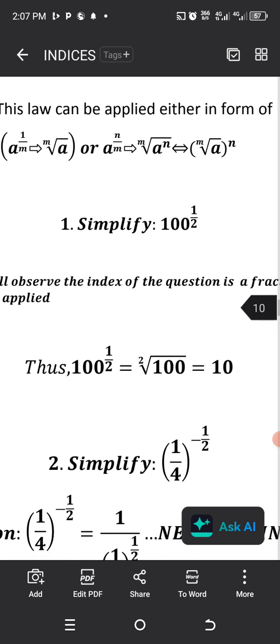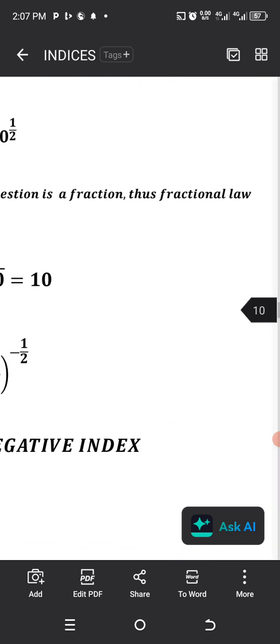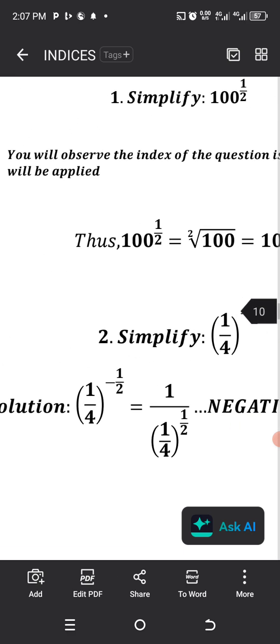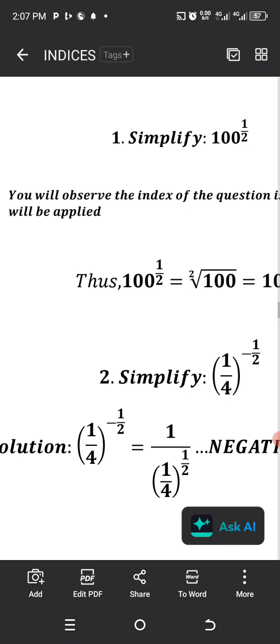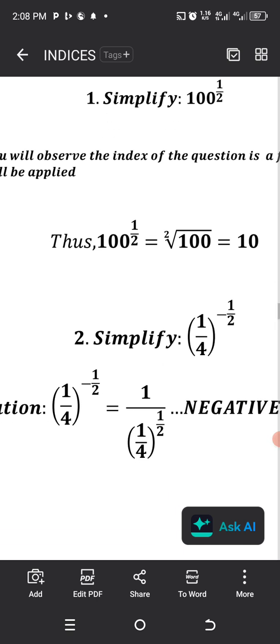So let's look at this: we have to simplify 100 raised to power half. Whenever anything is raised to power half, we call it square root. You have been acquainted with the square root of 25, square root of 36. That is telling you that 36 raised to power half means the same thing. You observe that the index of this question is a fraction, thus the fractional law will be applied. We can call this a fractional index, so whenever you have an index given in the form of a fractional index, you are going to be using the fractional law.